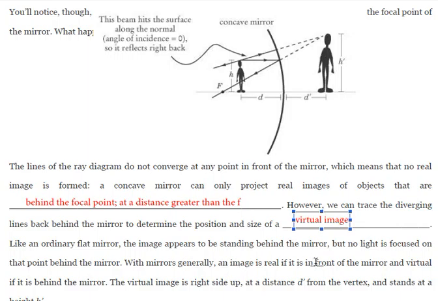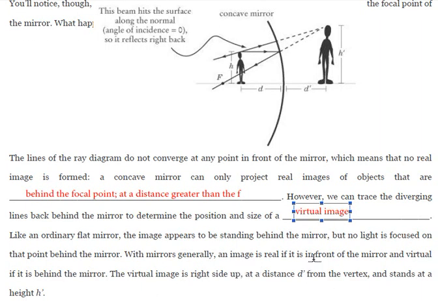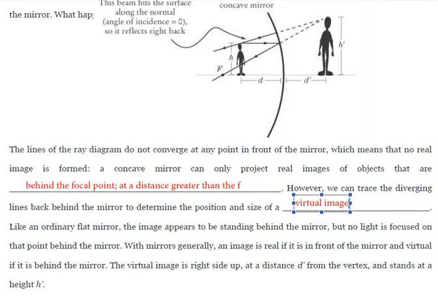So generally with mirrors, an image is going to be real if it's in front and made of actual light rays, and it's going to be virtual if it's behind the mirror and kind of made up from those imaginary dashed line light rays. So in this one, our virtual image is right side up, so he's on the same side of the principal axis. He is a distance d prime away from the vertex and stands at a height h prime, which would be greater than h.